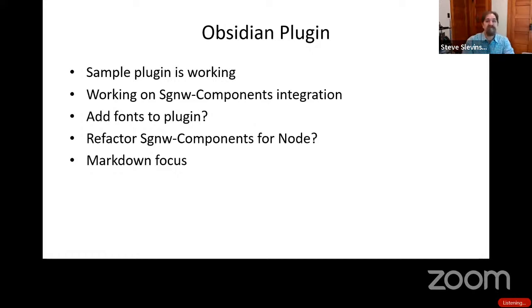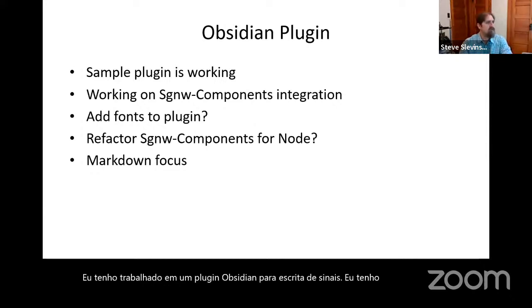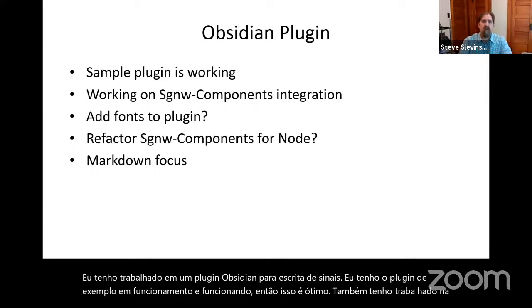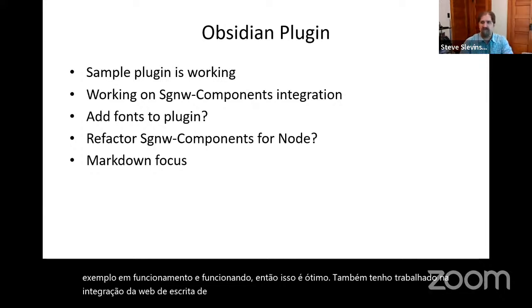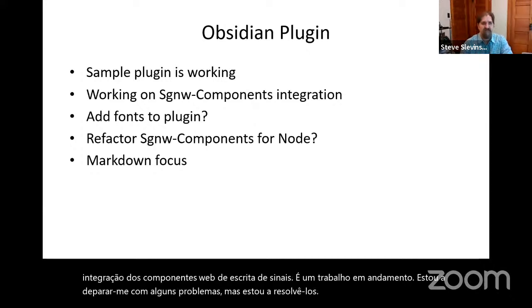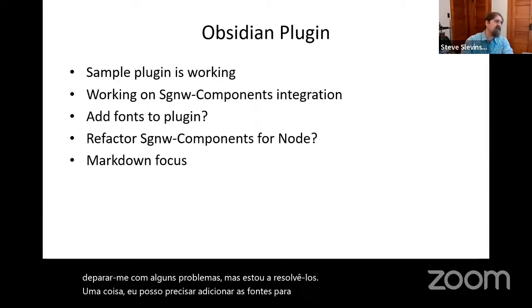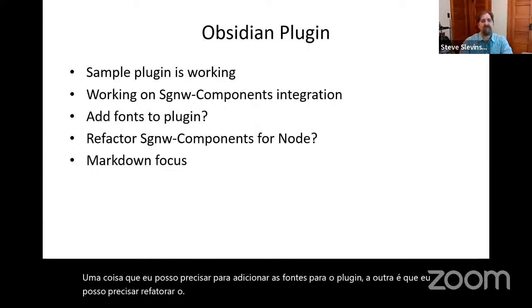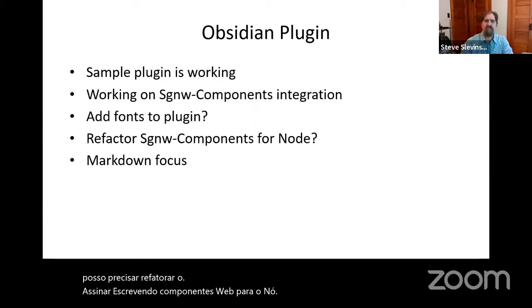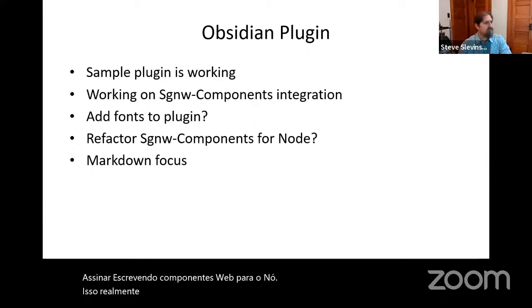I've been working on an Obsidian plugin for SignWriting. I have the sample plugin up and running and working, so that's great. I've also been working on integrating the SignWriting web components. It's a work in progress. I'm running into some issues, but I'm working through them. One thing, I may need to add the fonts to the plugin. The other is I may need to refactor the SignWriting web components for Node. This will really give us a powerful editor for our SignWriting, and it is Markdown focused as well. I will keep you posted.